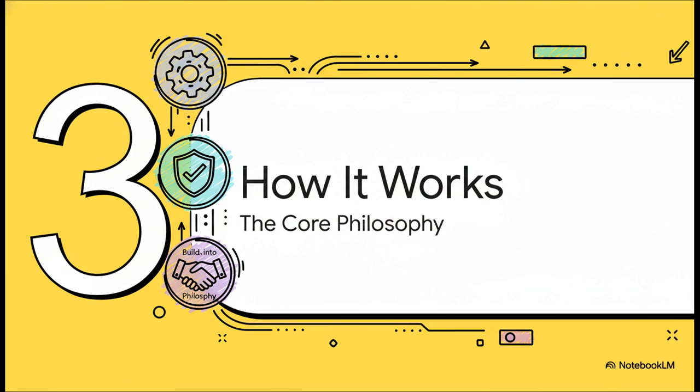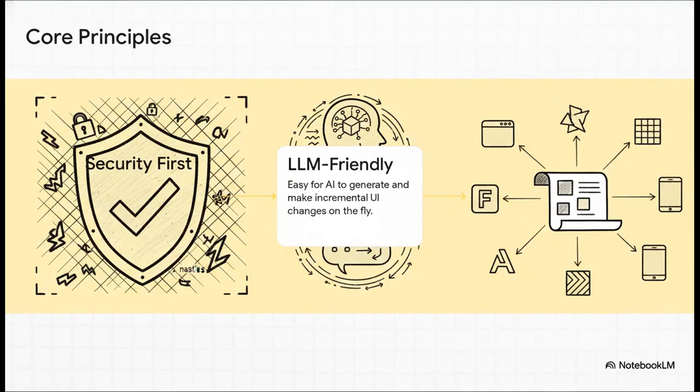There are really three big ideas that make A2UI so effective and secure. Okay, first, it is absolutely security first. Because it's just a data format describing what the UI should be, not how to make it, you avoid a ton of nasty security problems. Second, it's built for AIs. The format is super simple for a large language model to create and, this is key, to update in real time as a conversation changes.